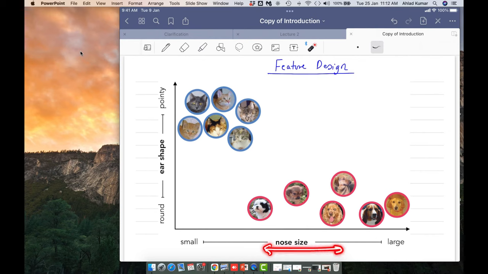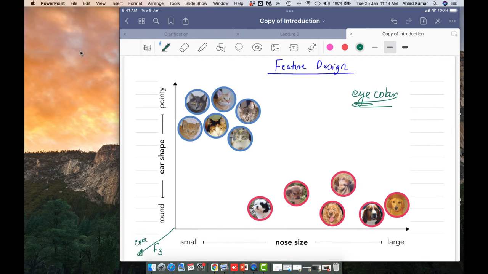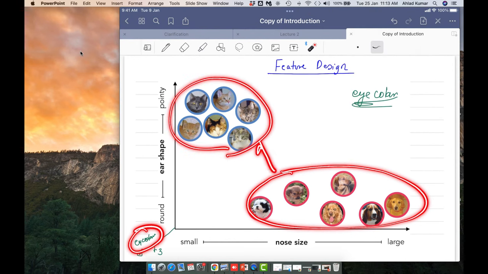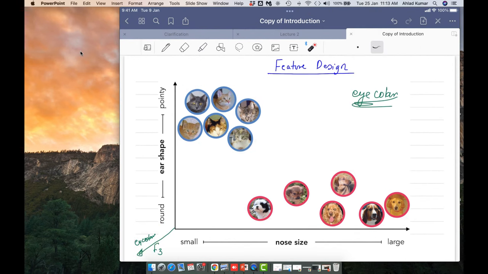So this is the first feature F1, and this is the second feature F2. You can bring in some other features also. For example, you can take eye color as a feature. Mostly, cat images will have greenish eyes rather than brown eyes, and most dogs will have brown and black eyes. Based on that, you can further separate these classes. The distance between these classes can be increased more if you incorporate another feature, which we call F3, in the third dimension, and that can be eye color. By adding this feature, the distance between these two classes becomes greater. So the more features you bring in, the better the machine learning algorithm will be.